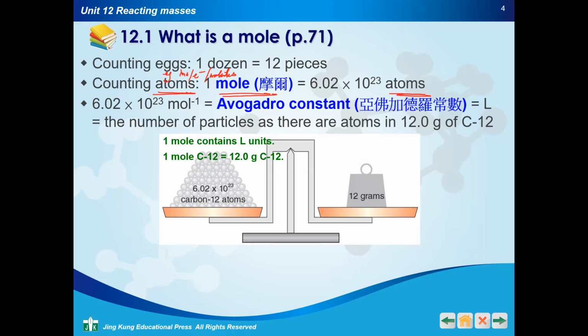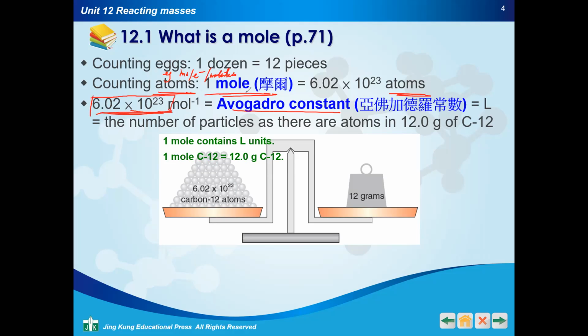Okay, but what is that 1 mole? We have got an exact number, 6.02 times 10 to the power 23. If I put the word per mole here, 6.02 times 10 to the power 23 per mole, we call that Avogadro's constant. So we will refer to this number from today onwards.